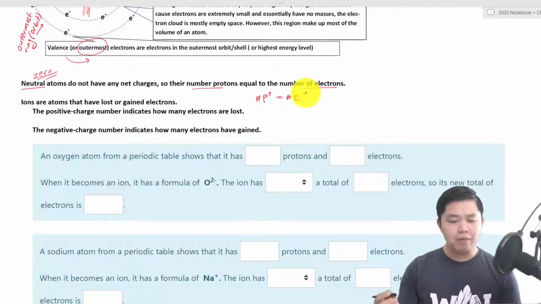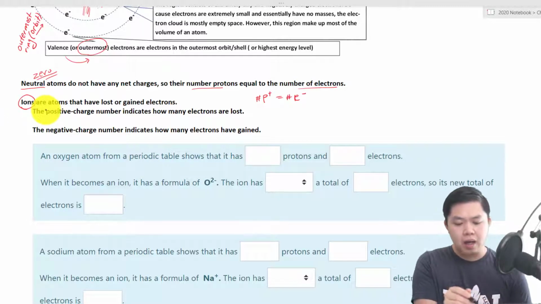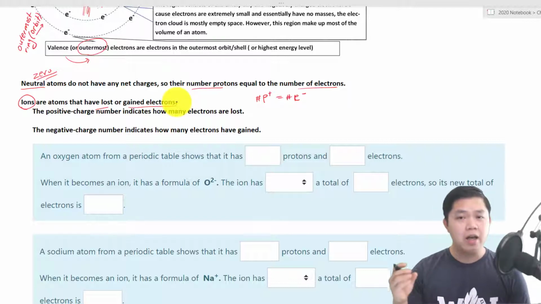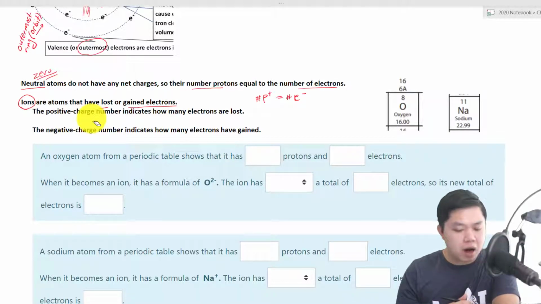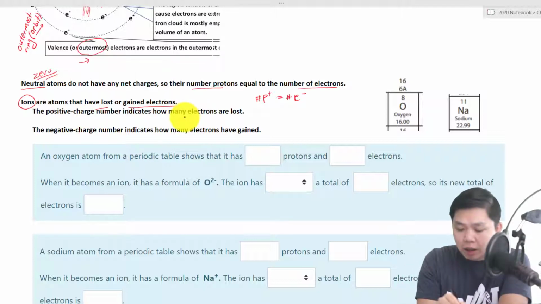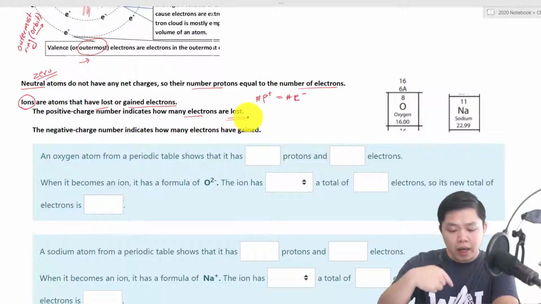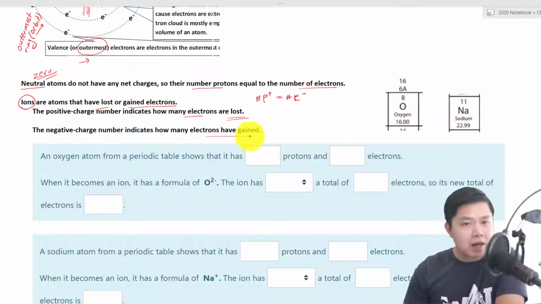And then we also have another type of atom known as ions. Ions are a specific type of atom that have lost or gained electrons. And we talk about how electrons can be lost or gained easily by atoms because this process allows them to be more stable. For example, if we have an ion with a positive charge number, that number indicates how many electrons have been lost by that specific atom. On the other hand, if it has a negative charge number, that number indicates how many electrons have been gained by that specific atom.